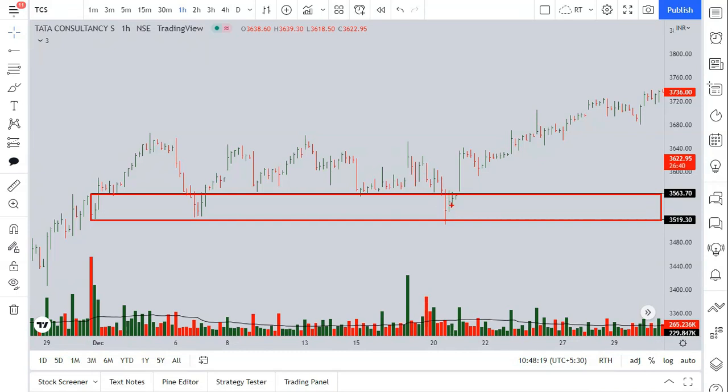Are there any sellers right here? If there were sellers, what would have happened? The market would have created lower lows, they would have gone down right here, but no, the market is not even able to break the levels. Again and again they're testing the levels right here. Once they are confirmed there is no supply right here, then they start creating higher highs.